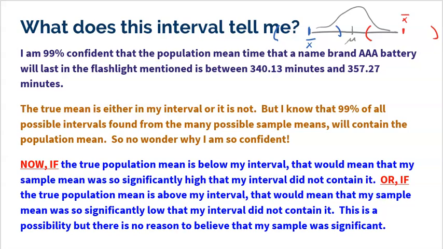But remember, I'm trying to get you to understand what these intervals tell us. And the first thing they tell us is where we truly believe with a lot of confidence the true population mean is. But there is this understanding that if the true mean was outside of our interval, then we must have been one of those crazy, weird, significant samples. And the idea is, I just don't believe that I am one of those samples.